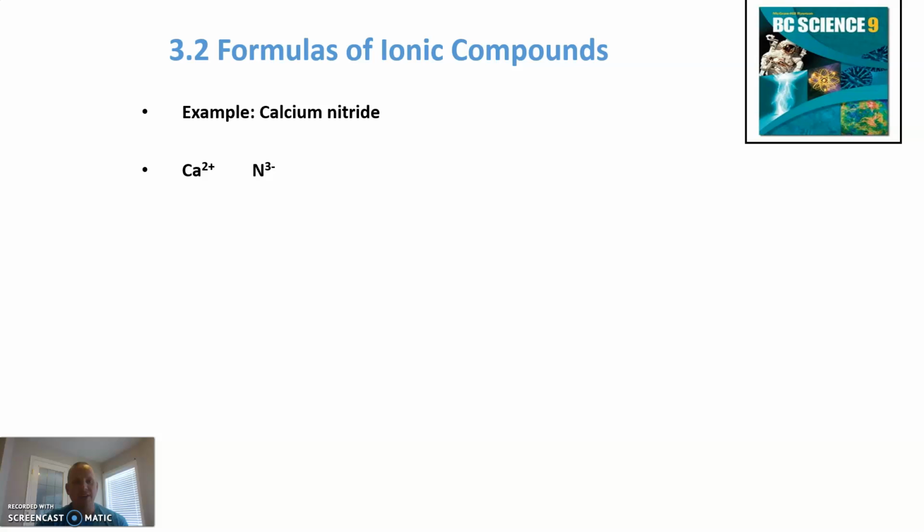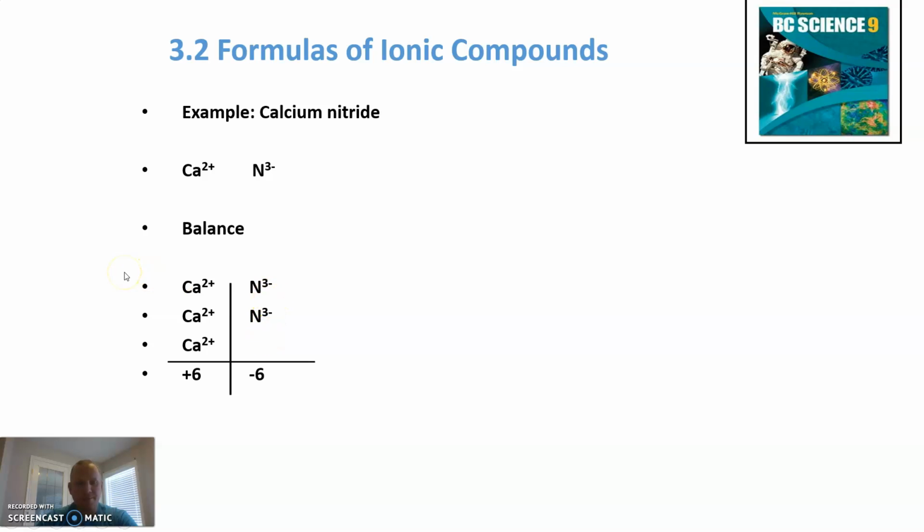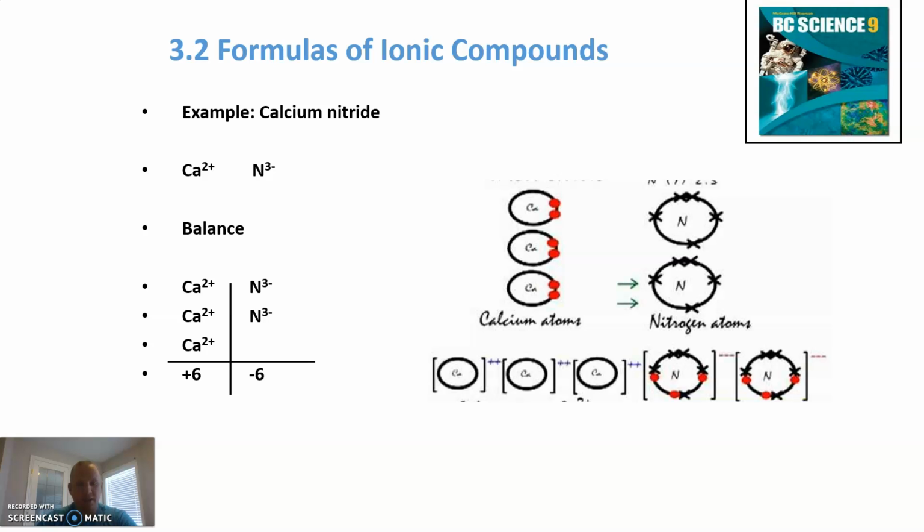Another example here, calcium nitride. This time it gets a little tricky, since one gives away 2 and one accepts 3. To balance these, if we add a second atom of calcium, that would give it a charge of +4. That wouldn't balance a -3. But if we add 3 atoms of calcium and 2 atoms of nitrogen, now they balance. They both form a charge of 6.